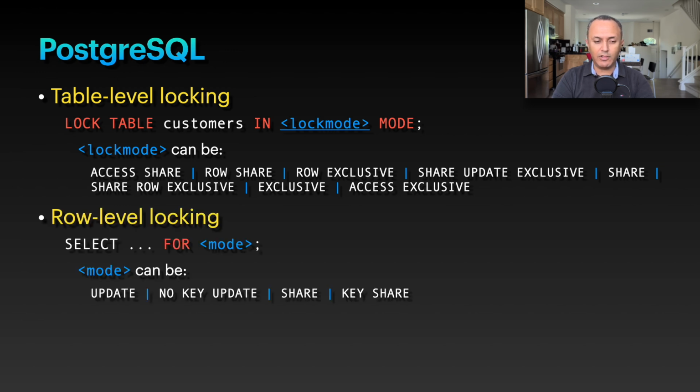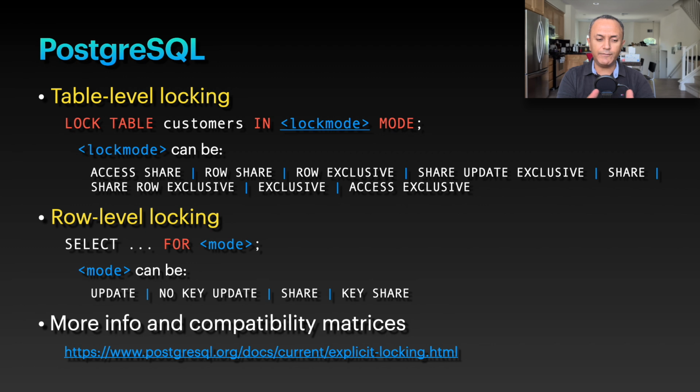Similarly, for row level locking, you can also again do select statements and then say for share or for update, but it also has more modes here. You can say for key share or for no key update. I'm not going to get into the details of what each of these types mean for both table level and row level locking. But if you are interested, you can go to the link that I added here. It has the explanation of what each type means and also the compatibility matrices between the different types of locks, so you can know which ones are compatible with which ones.